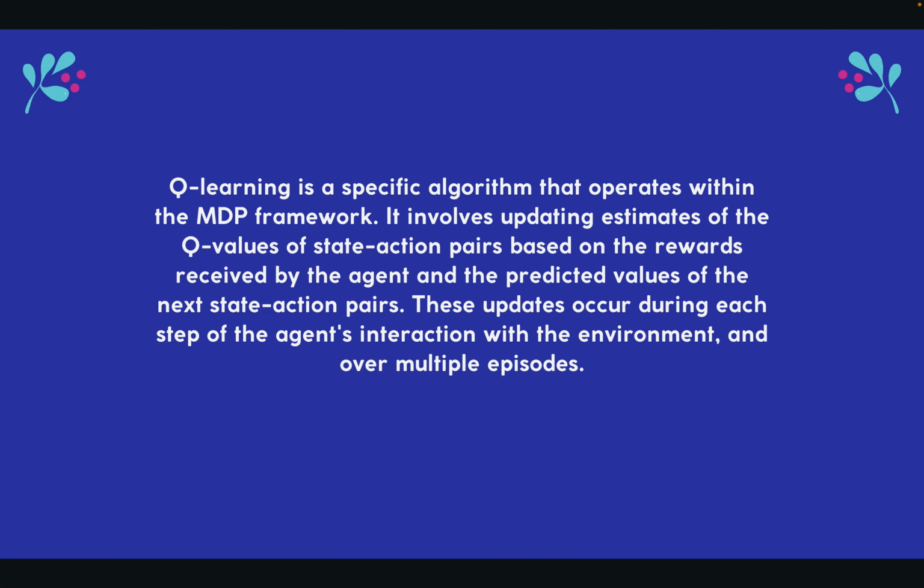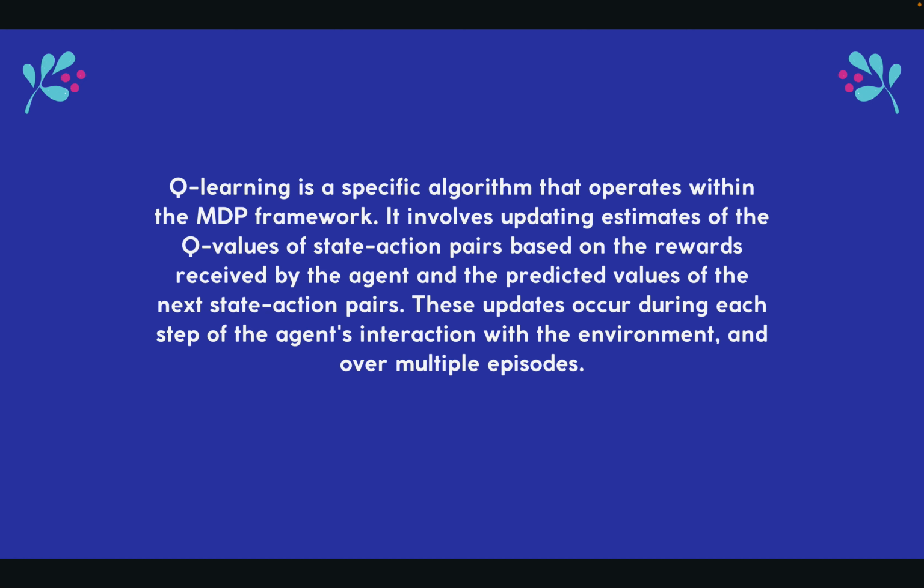Q-learning is a specific algorithm designed to operate within the MDP framework. It involves updating the estimate of the Q value of a state-action pair based on the reward received by the agent and the predicted value of the next state-action pairs. These updates occur during each step of the agent's interaction with the environment and over multiple episodes.